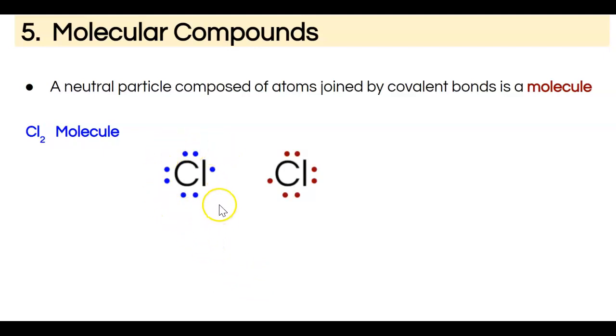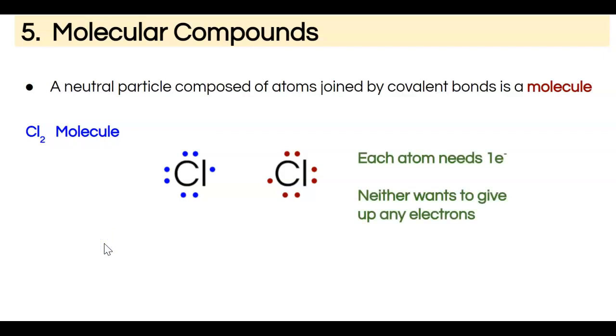Notice here on the left, I've written one of the chlorines in this Cl2 molecule, and on the right is a different one. I've used different colors to denote the specific electrons on the two different chlorine atoms. Neither of these atoms really wants to donate an electron to the other completely, like in an ionic compound. Even though each of them needs one, neither of them wants to give up any electrons. So that is the case where we're going to see these atoms want to share, okay?